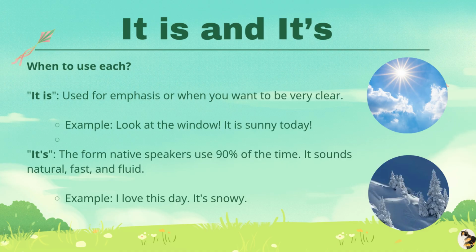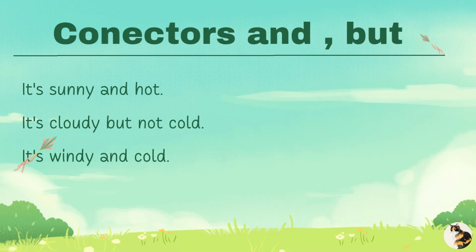It is. The example is: look at the window, it is sunny today. And the contraction it's: I love this day, it's snowy. See the difference, right? Remember, we use these words to describe how the day feels. For example, if you look at the window, I see the sun. You can say, look at the window, it is sunny today, right?